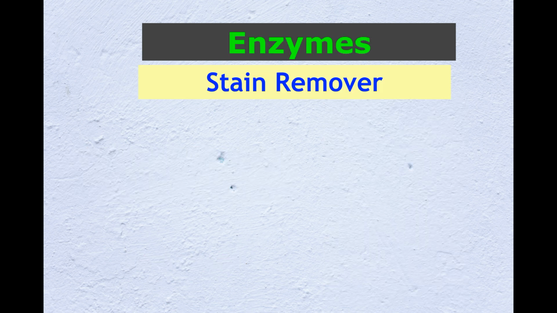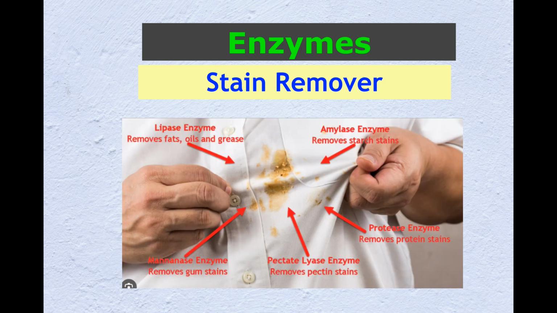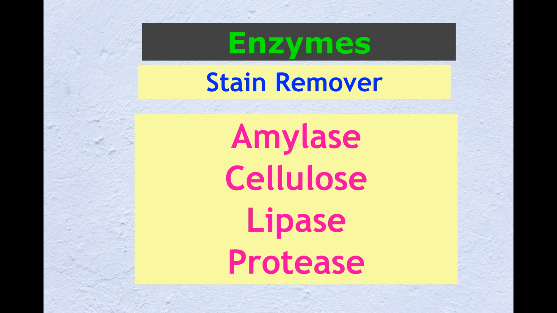Next, enzymes. Enzymes are stain removers. Surfactants are capable of removing only the dirt and grime, not stains. So we need stain removers. Generally, these four materials are being employed as stain removers: amylase, cellulase, lipase, protease. But the problem is these materials are effective only in a particular pH range and they need some stabilizer.